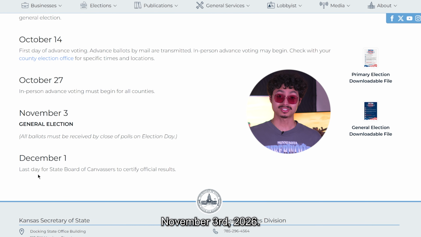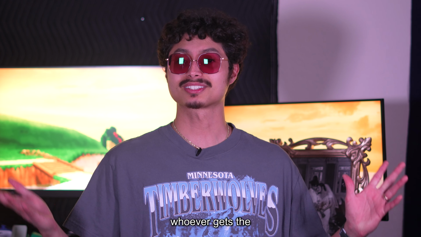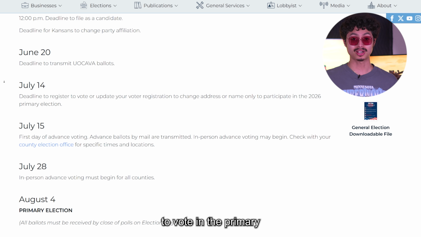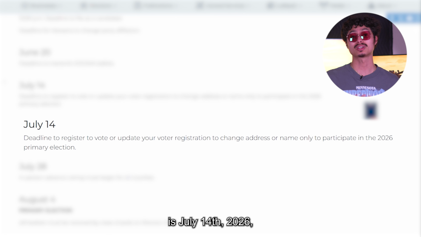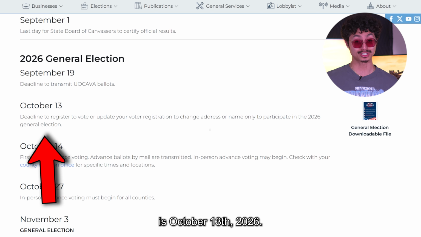November 3rd, 2026 this year. The winner of each party's primary and any independent or minor party candidates will face off. Obviously, whoever gets the most votes wins. Duh. But remember these key dates to remind your supporters that the deadline to register to vote in the primary is July 14th, 2026, and for the general is October 13th, 2026.